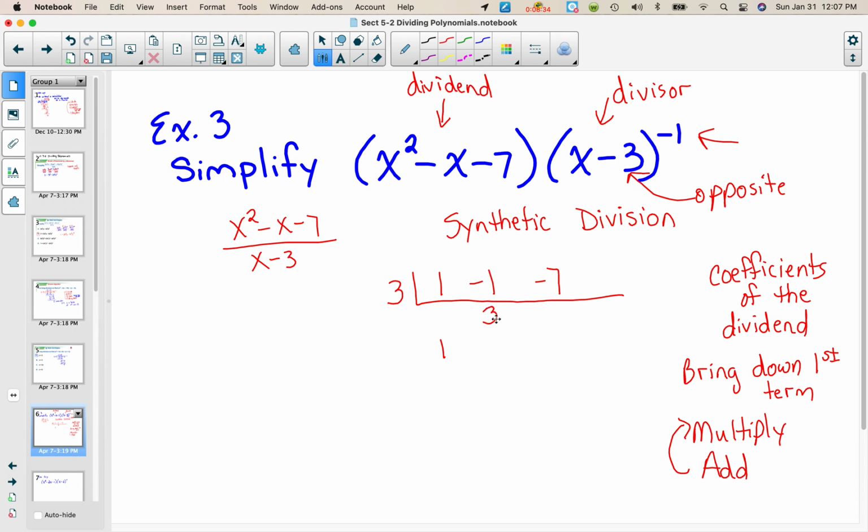Then I add negative 1 plus 3 is 2. Then I do 3 times 2 is 6. And then I add and I get negative 1. Now this last one is a remainder. So my answer, once you get to this point, you're going to take your resulting numbers, and I started with an x squared, so this 1 becomes a coefficient of my answer. So I get 1x, then this is going to be a constant, plus 2, and then this is my remainder, so I'm going to write that as minus 1 over what I divided by. Well, remember, I didn't really divide by a 3, I was dividing by an x minus 3. So this is my answer that I get.